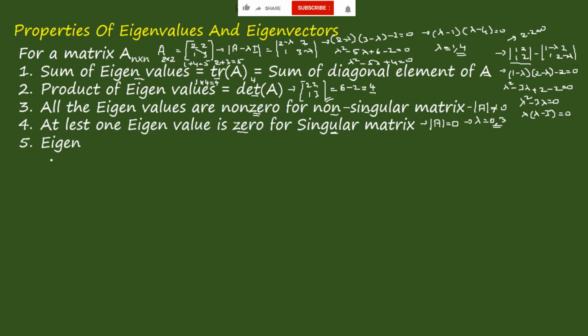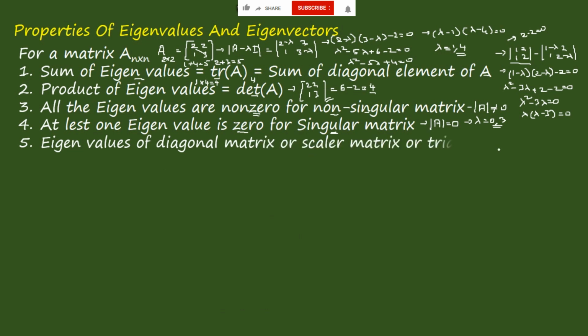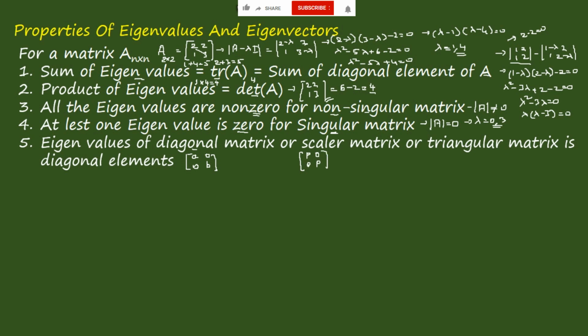Now come to the next one. Eigenvalues of a diagonal matrix, scalar matrix or triangular matrix are the diagonal elements. What is a diagonal matrix? If you have a matrix [A 0; 0 B], it is known as a diagonal matrix. We have only diagonal elements. Coming to a scalar matrix, if you have some values like [P 0; 0 P], the diagonal elements are the same and the other terms are 0.